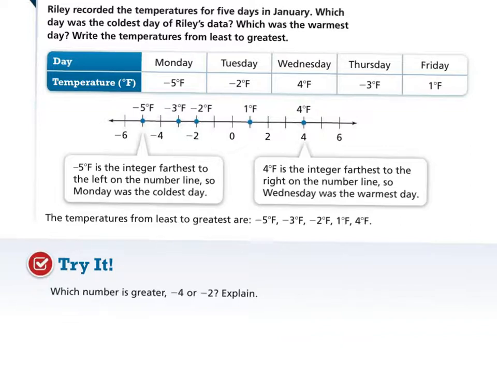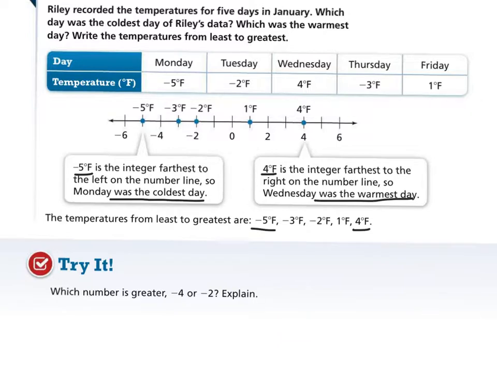Once we get them in order from least to greatest, then we can tell for sure what the coldest and the warmest temperatures are. So the coldest temperature, the smallest temperature we had is -5. So -5 was the coldest day. And the biggest one, the furthest to the right in our least to greatest list, was 4. So 4 degrees Fahrenheit was the warmest day.